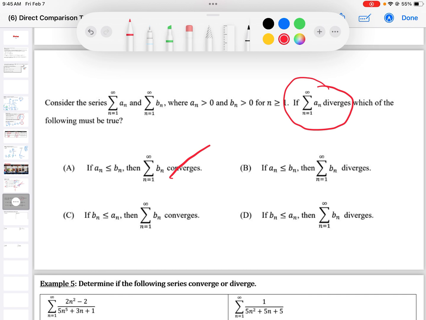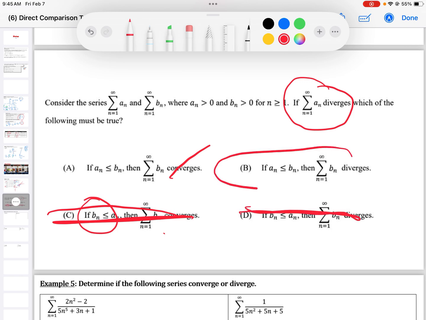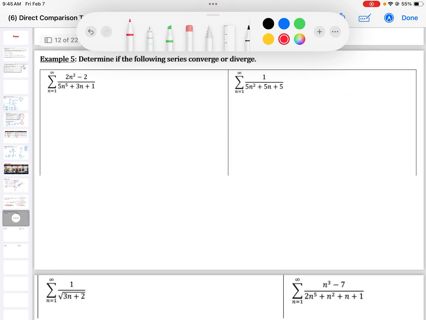If b of n is smaller, so this is saying if the bigger one, now it's called, because we flip it around, right? If the bigger one diverges, then we can't say anything about the smaller one. Can't say that. B of n is now the smaller one. A of n is the bigger one, so that's not that. So this is just knowing your direct comparison test, knowing how that works. That one would be B.